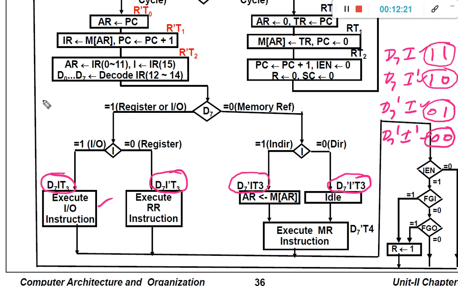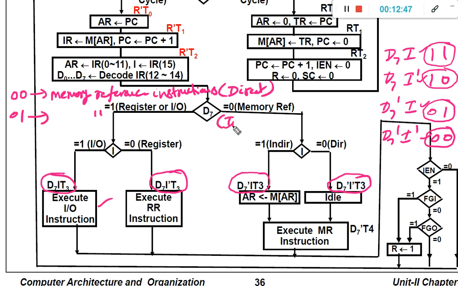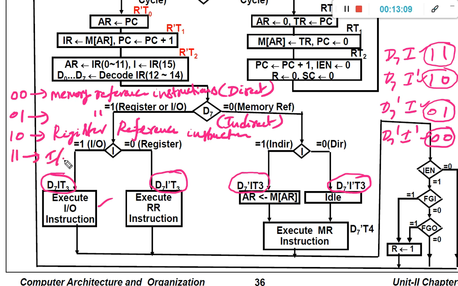Okay, so now we can write like this: 0 0 represents the memory reference instructions direct address. 0 1 represents the memory reference instructions indirect address, and 1 0 represents the register reference instructions, and 1 1 represents the input output instructions. Okay, like this we can easily recognize.